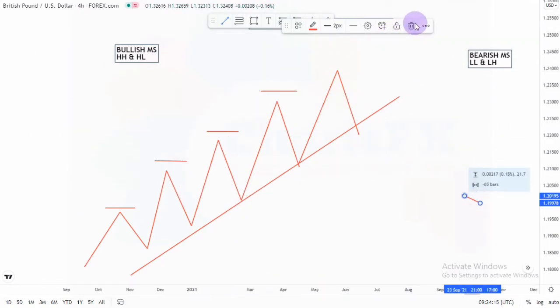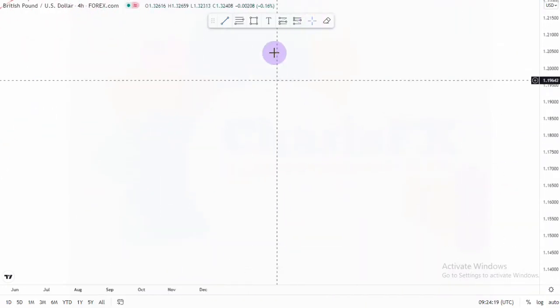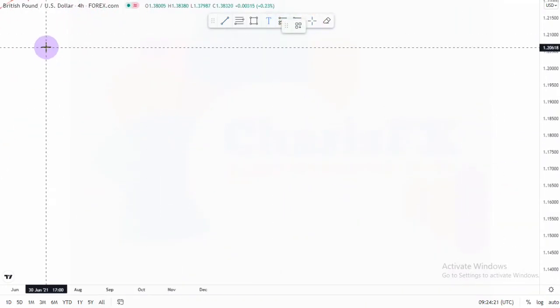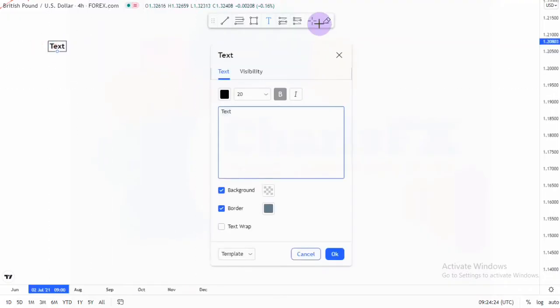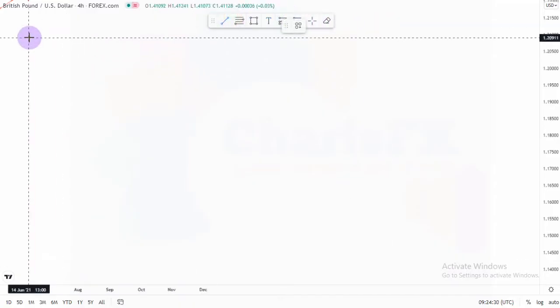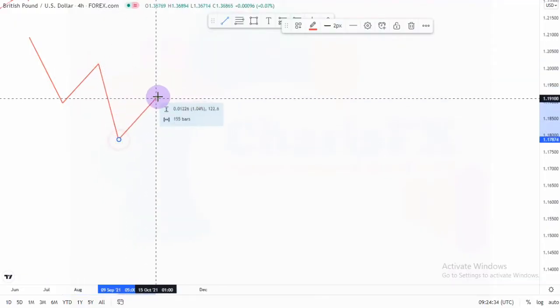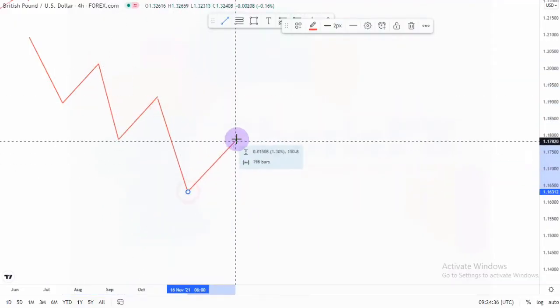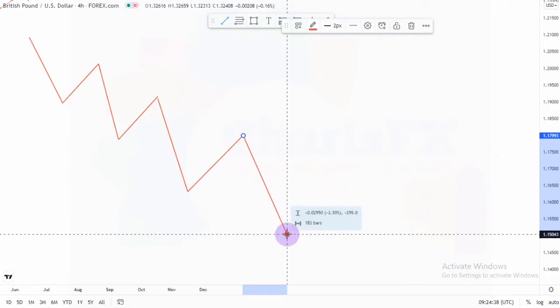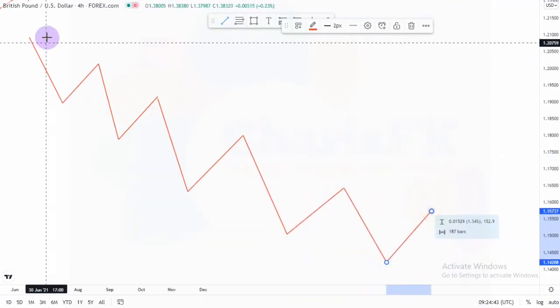So in a bearish market structure, you love to see price showing willingness to form lower lows and lower highs, lower lows, lower highs, and so on. So two things in common.